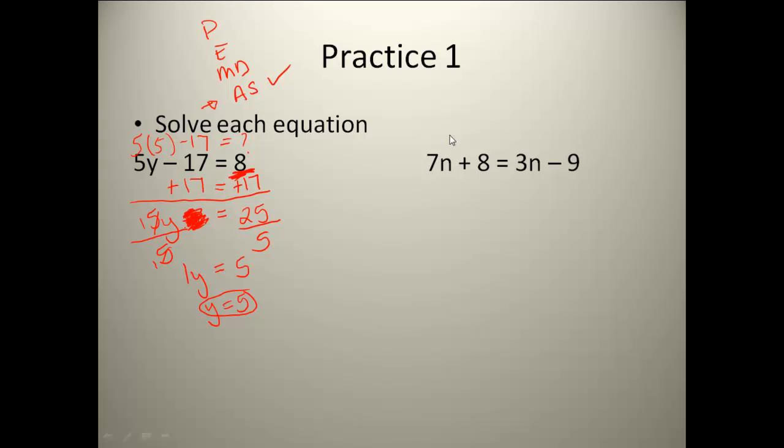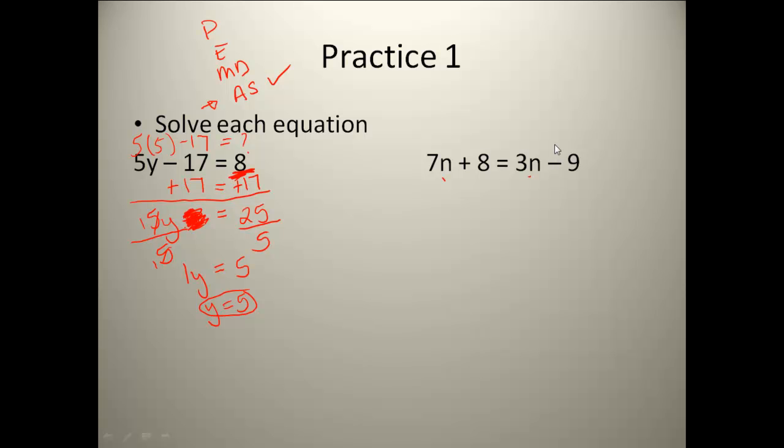Okay, here's a second one. 7n plus 8 equals 3n minus 9. First thing I have to check is where are my variables. And I have my variables on two different sides of the equal sign. So what I need to do first is move one of them. Now it doesn't matter if you move the 7n or the 3n, that's entirely up to you. I'm going to move the 3n.